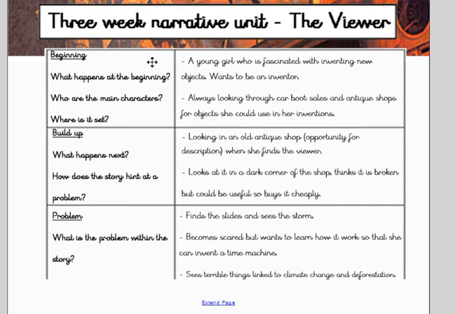So my story is going to be around a young girl, and she's fascinated with inventing things. She wants to be an inventor, so she's always finding objects that she could use in her inventions. How can she take things from the past, old broken things, but then use the parts and turn them into her own inventions? And she's always looking through car boot sales and antique shops for objects that she could use in her inventions.